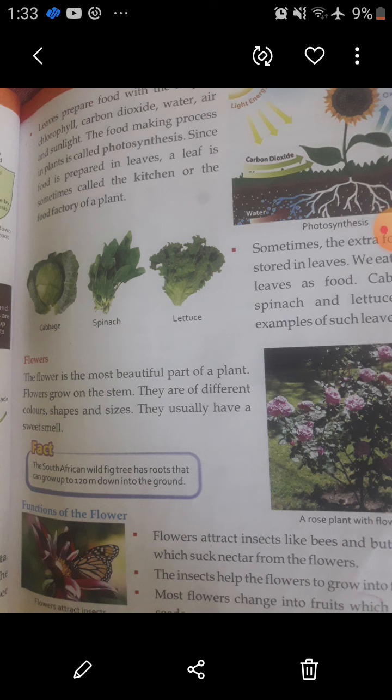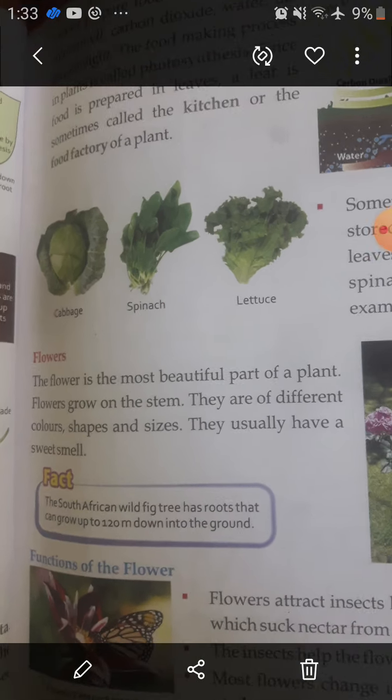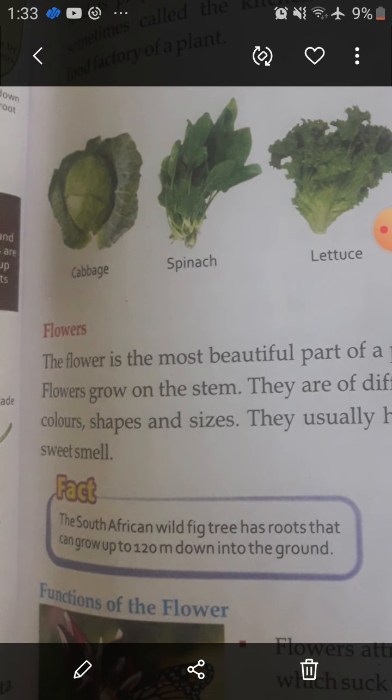Okay. Next one is the flower. The flower is the most beautiful part of the plant. Flowers grow on the stem. They are of different colors, shapes and sizes. They usually have small seeds, and the flower is the reproductive part of the plant.